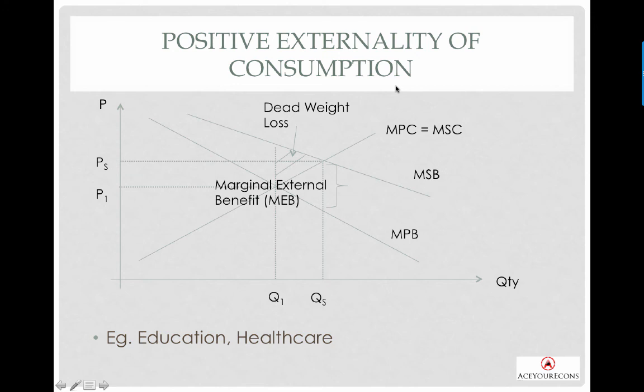Oh yeah, I forgot to show you. The gap between your MPB and your MSB tells you your marginal external benefit that is enjoyed by society and not borne by the individual themselves. They do not account for or consider this external benefit, and that is why they will systematically underconsume and undervalue this good.